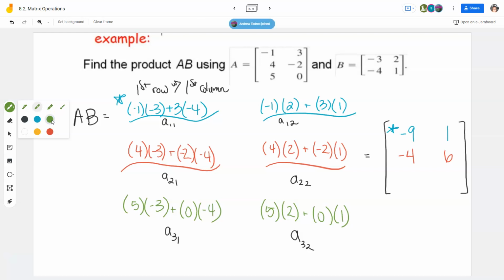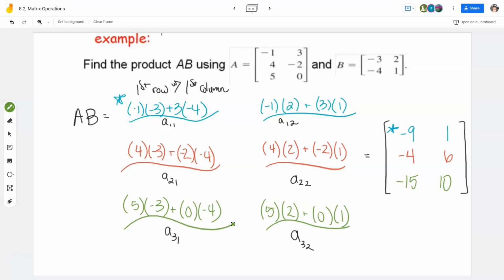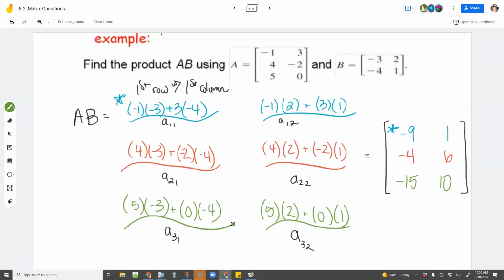You already did it the long way. Do it the short way. I'm in what row? 3. And I'm in what entry? The first one. You see it? I'm in the first one in the third row. Negative 15. Plus 0. Cross over down. 10.